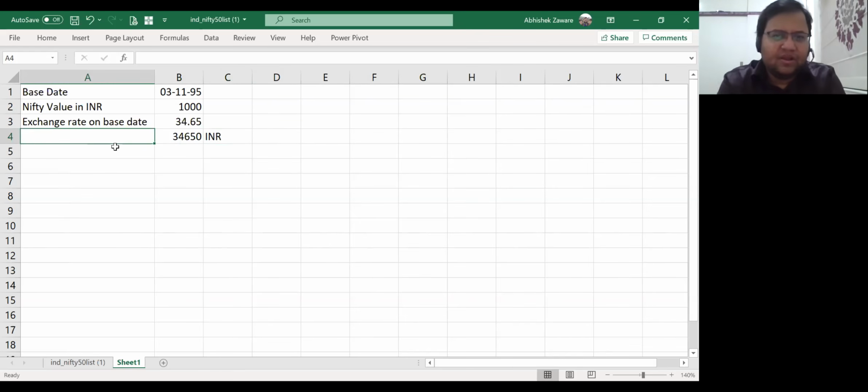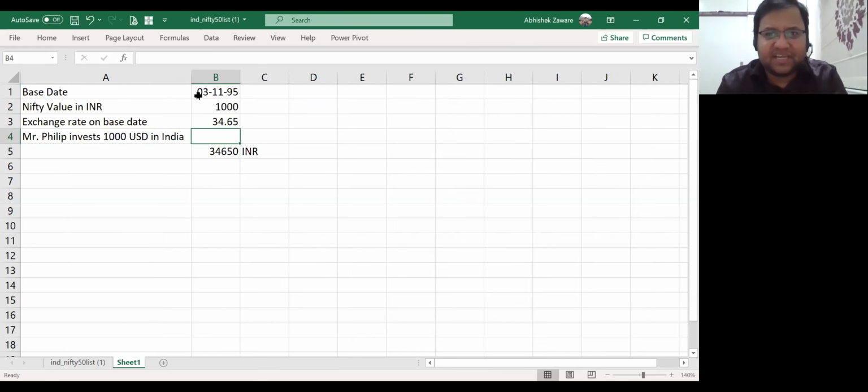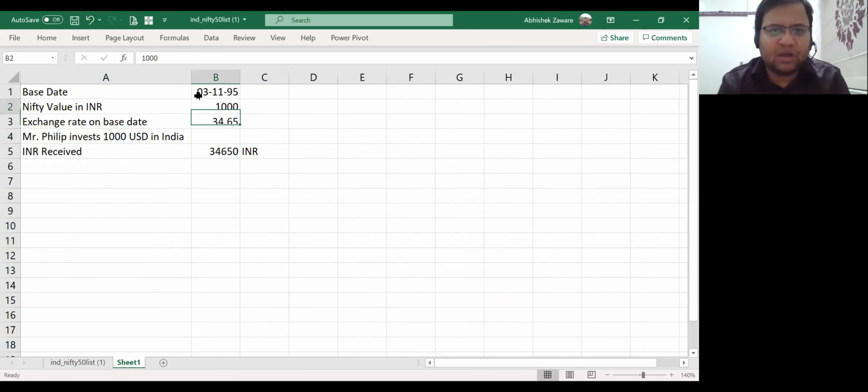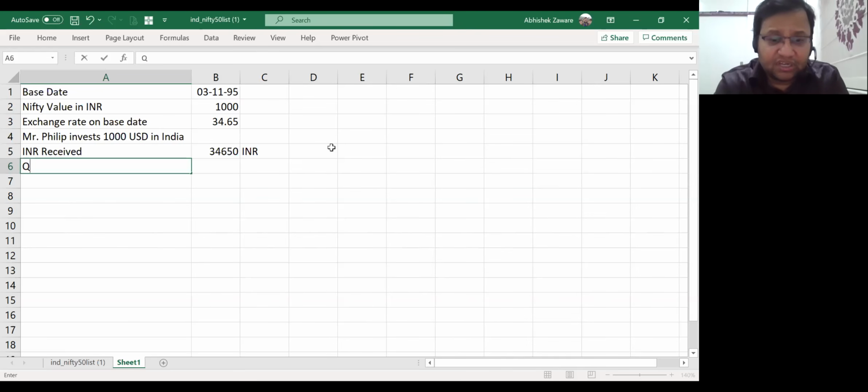34,650 INR. A foreign investor invests $1,000. Let's say Mr. Philip invests 1,000 USD in India. Take the 1,000 USD investment. So how much INR will he receive? On that particular day, the INR received will be 34,650, because $1,000 times 34.65 is 34,650 INR. Correct? He received 34,650 INR.